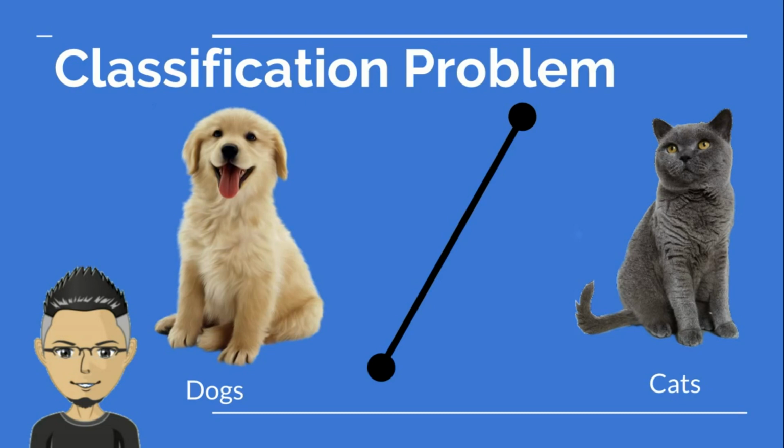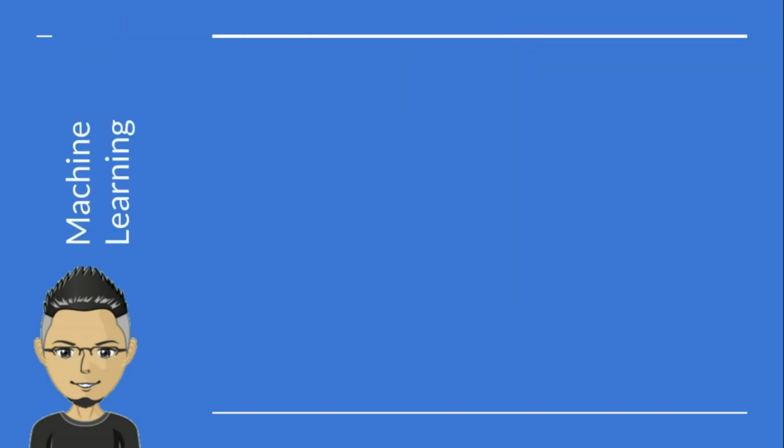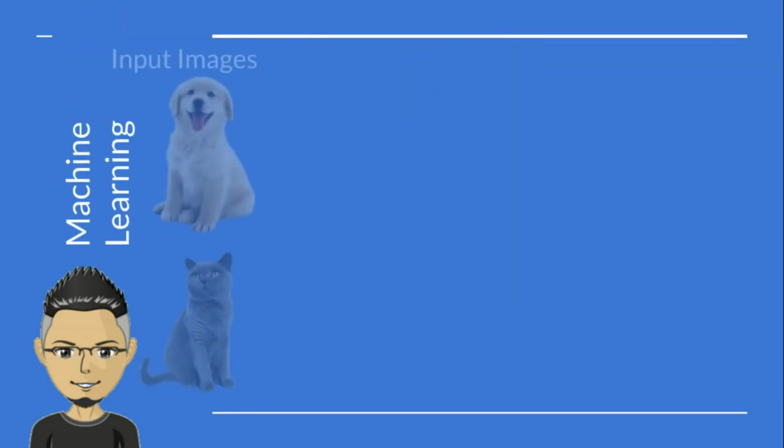So, let's see the process of classifying cats and dogs and see how they differ in machine learning and deep learning. Let's see the classification mechanism in machine learning. Initially, we are provided with the datasets of images of cats and dogs. For your information, this is called binary classification, where objects are classified into two categories or classes.